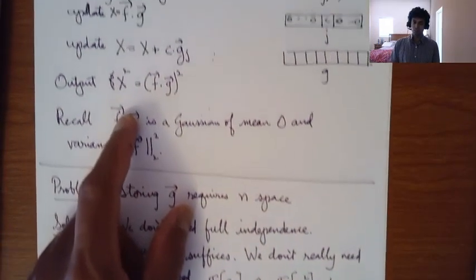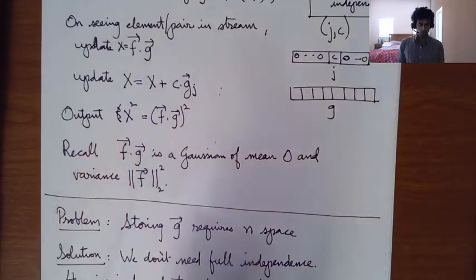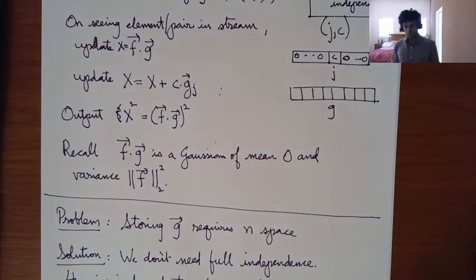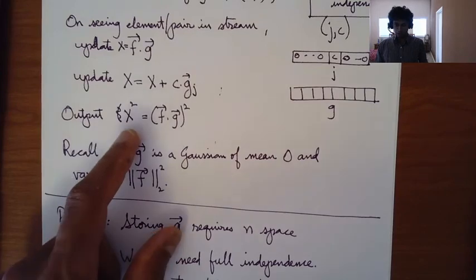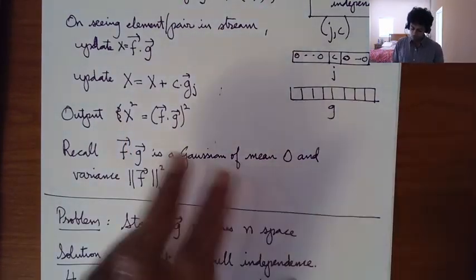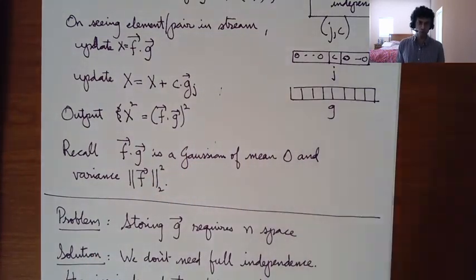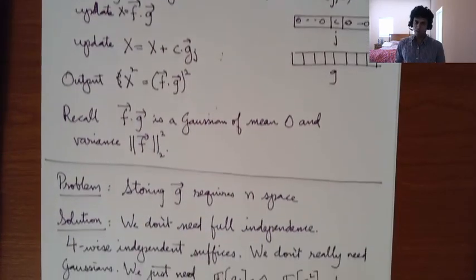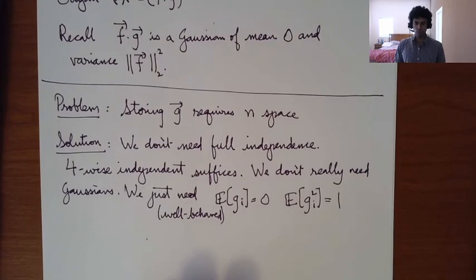Now the expectation of the estimate is really the variance of the dot product. And the variance of the output is essentially related to the fourth moment of the dot product. And because you get the fourth moment, you use 4-wise independence, and that's all you need. And so this essentially gives you a log n over epsilon squared space algorithm.